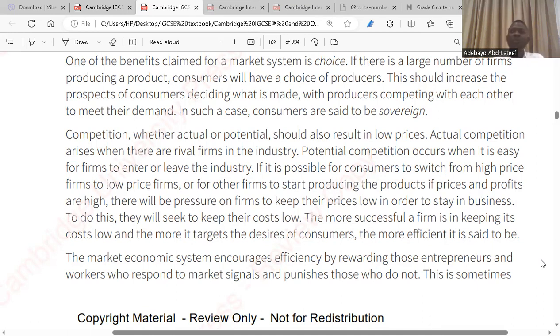Do you understand the difference between potential competition and actual competition? Actual competition is the competition that exists between firms. Potential competition occurs when there is free entry and exit into that industry. Actual means that there's a lot of competition in the market. There are a lot of firms competing to get the most customers, to get the highest market share, to get a monopoly.